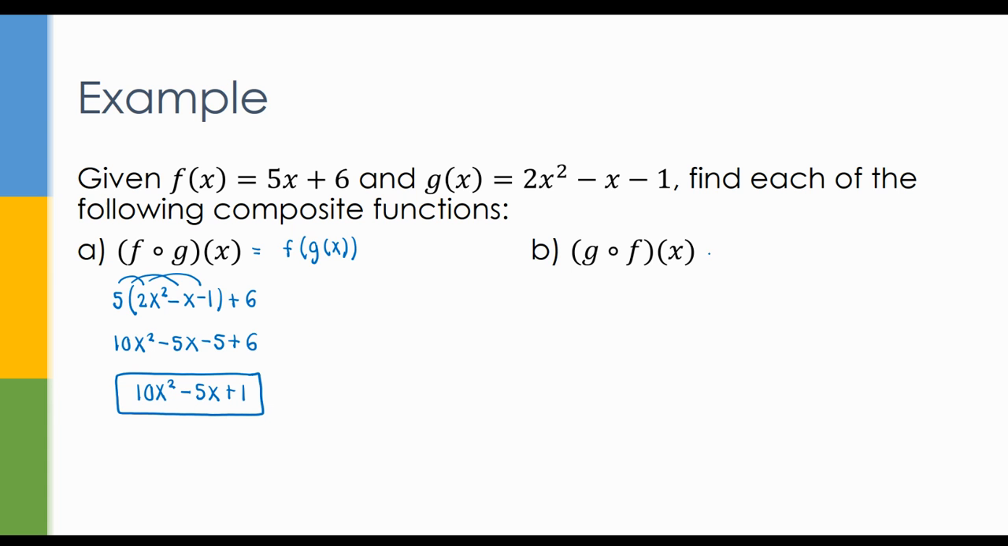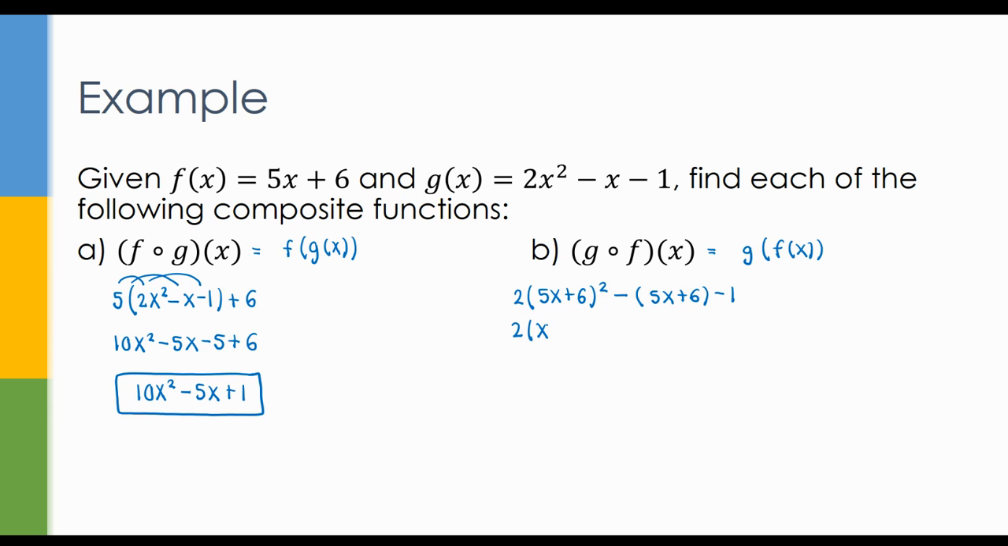So then if I want to do it the opposite way, because the g is first, we're going to do g of f of x. So the f of x function is going to go into all of the x's in the function of g. So in the function of g, there are 2 spots with an x. So we're going to be plugging 5x plus 6 in twice. So we'll have 2, and then we'll have 5x plus 6 in parentheses, quantity squared, minus, then in parentheses, we'll have 5x plus 6, and then we'll have minus 1.